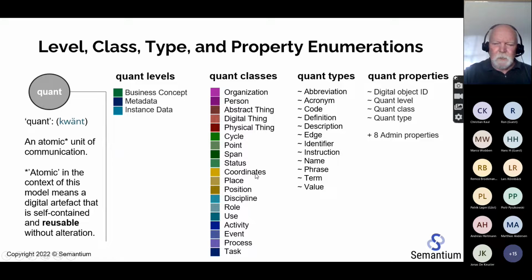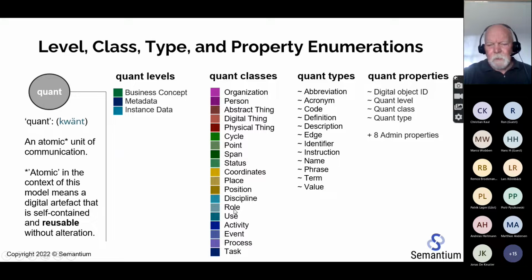Location, you have coordinates. These can be anything from a GPS coordinate to a URL. We have place. This is standard kind of, Toronto, Copenhagen, that kind of thing. Position comes in particularly handy in medical terminology, where you have things like distal and proximal and all those kinds of fun words.